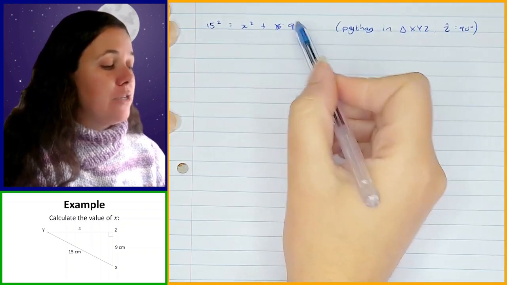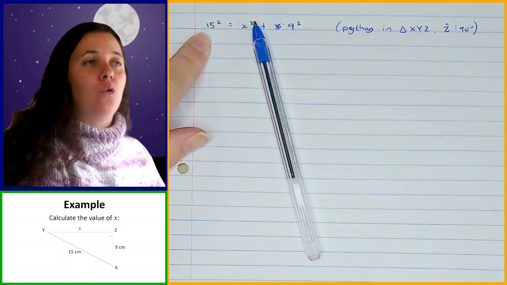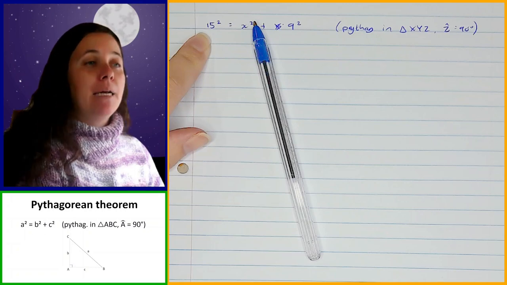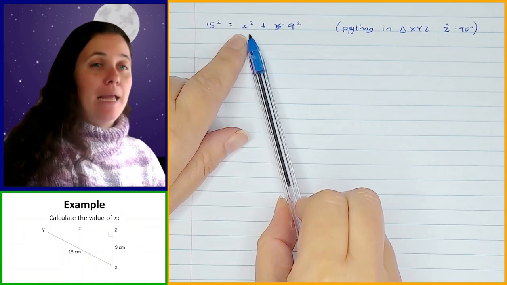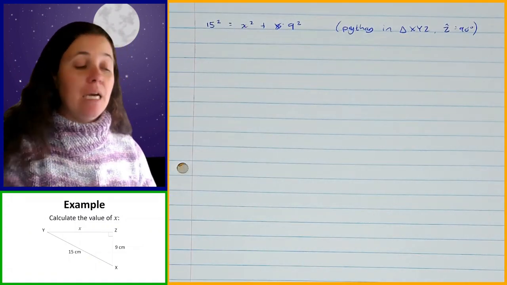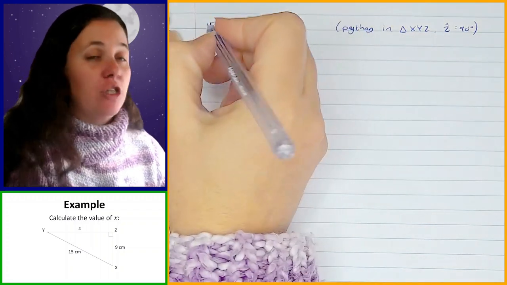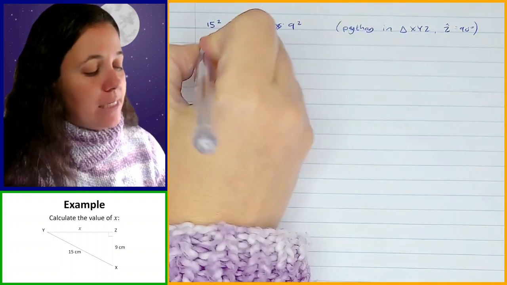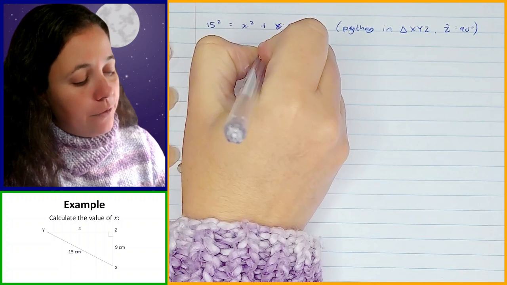I've written it in the same way as our theorem, that the hypotenuse squared is equal to the other two sides squared and added together. But I don't have to write it in that order. Because I'm working out x, which is one of the other two sides, I can write it so that the x is on the left-hand side of the equation. It'll just make it easier. So I'm going to write my whole equation the other way around: x squared plus 9 squared is equal to 15 squared.